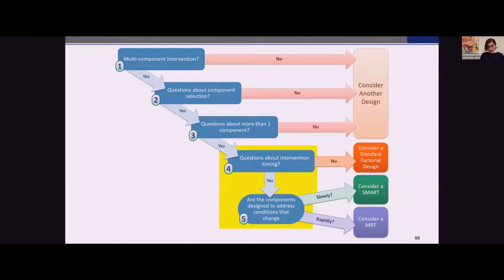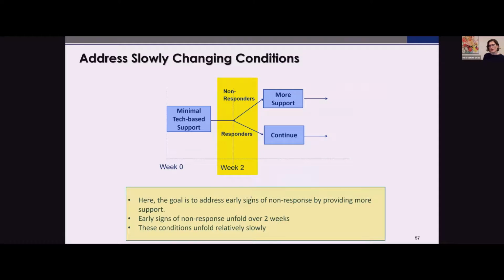Now, question 5 is also kind of tricky, because here we need to ask ourselves, are the components in the intervention that we want to design intended to address conditions that change relatively slowly or rapidly? So let me show you an example where the answer is slowly. Remember this? You just saw this slide, right? Here, we are trying to address conditions that change relatively slowly. By slowly, I mean over a few weeks or months or years.